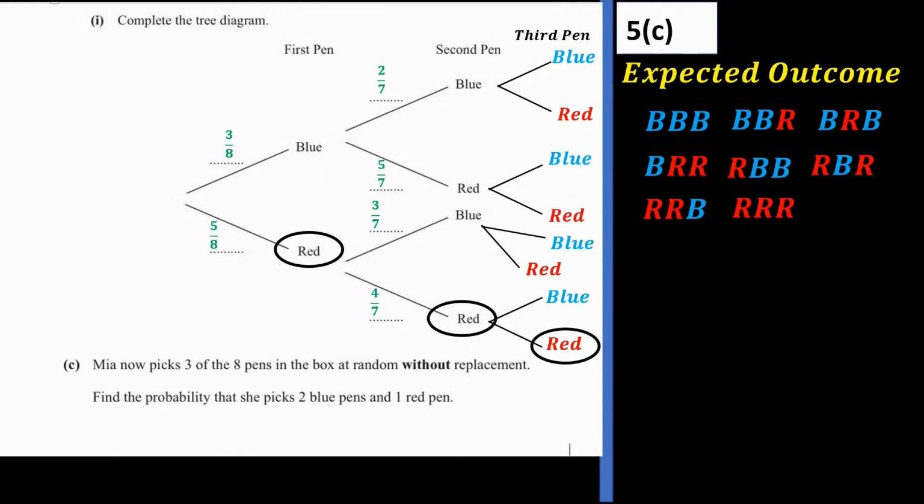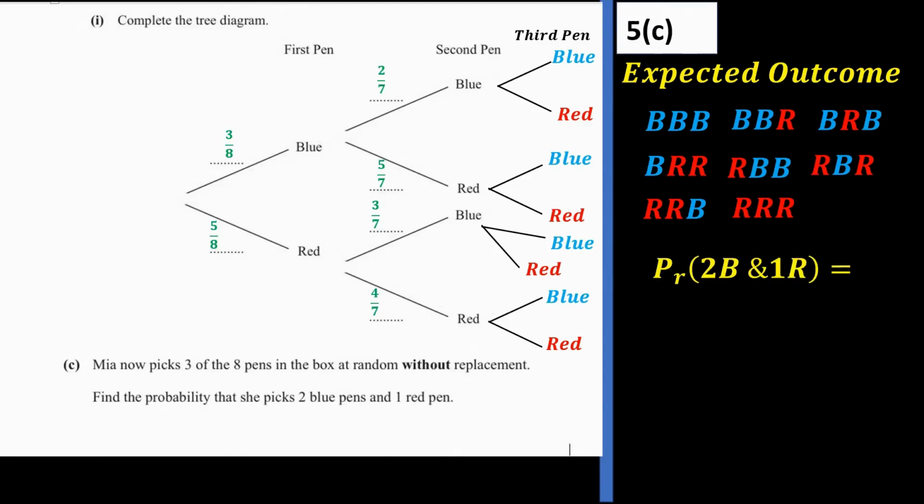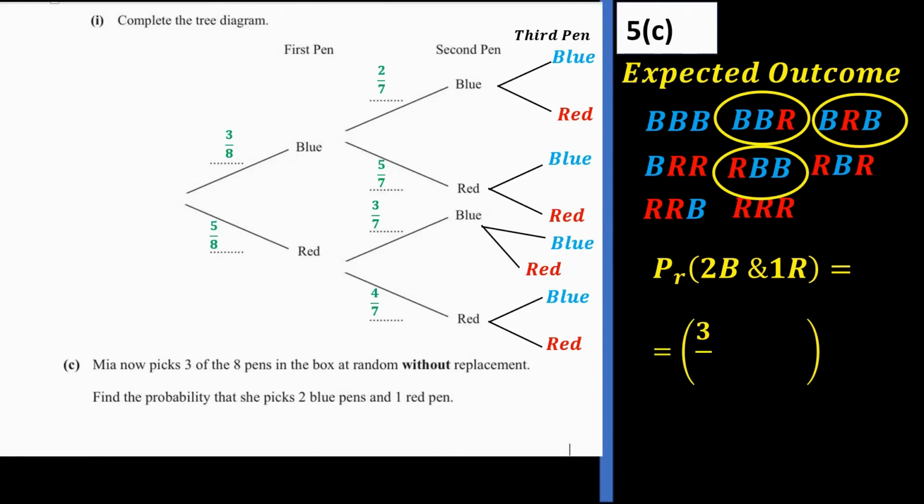But we are concentrating on 2 blue pens and 1 red pen. So look at the probability of picking 2 blue pens and 1 red pen. So from this expected outcome, where can we see 2 blue and 1 red? Those are the 3 places we can see that. So that limits us to what she possibly might have picked. And so from here, if we are to pick any of these, that is blue, blue, red; blue, red, blue; red, blue, blue.